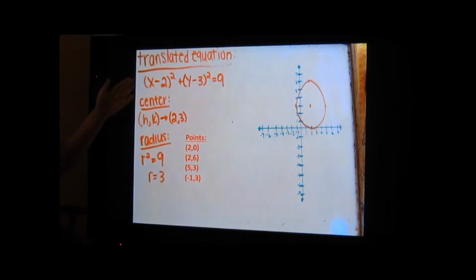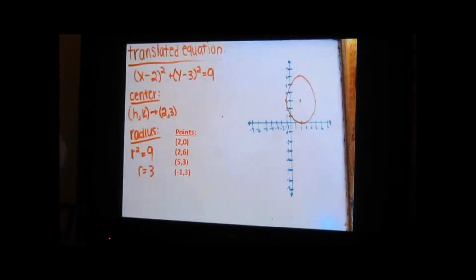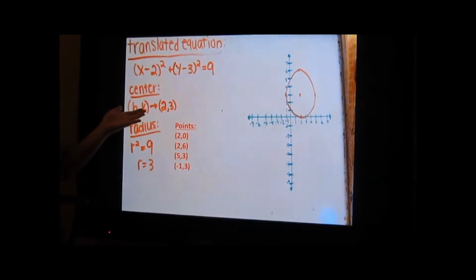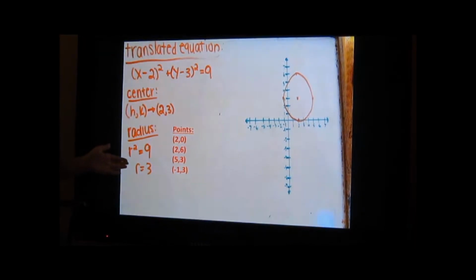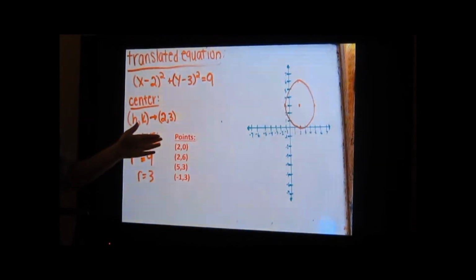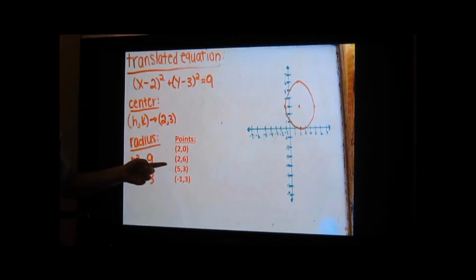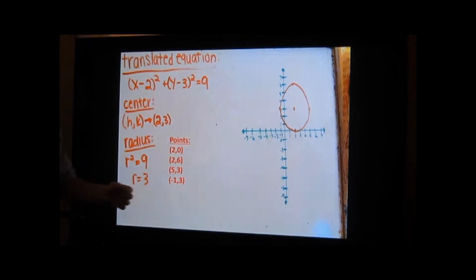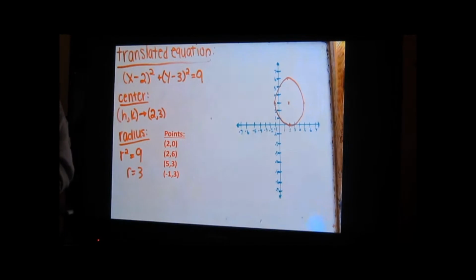Say your equation was (x minus 2) squared plus (y minus 3) squared equals 9. Your center will be (h, k), which is (2, 3). Your radius would be 3 since r squared equals 9. And your points would be (2, 0), (2, 6), (5, 3), and (-1, 3). And then to just graph the circle, you would connect all those points, and you'd have your translated circle.